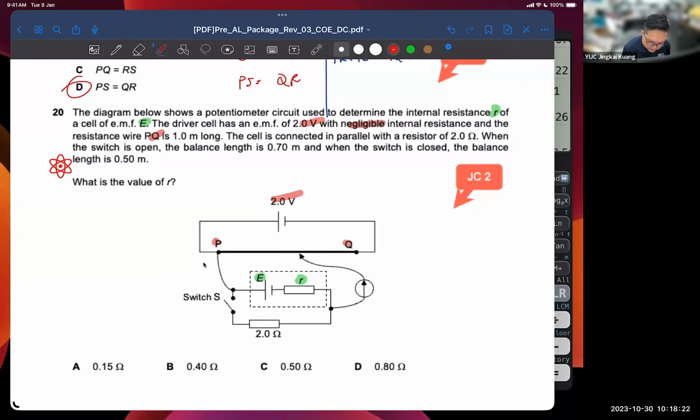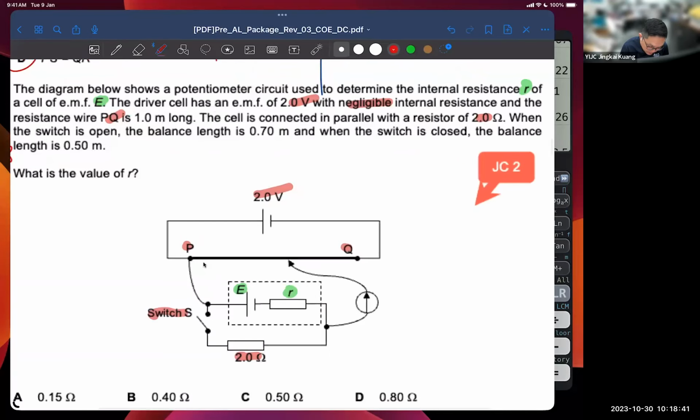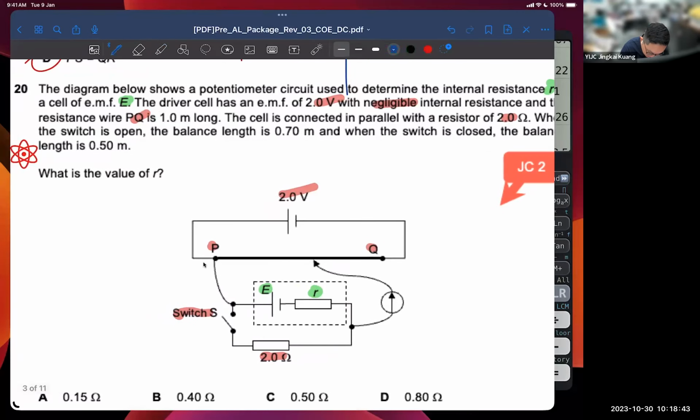Then this cell is connected in parallel with a resistor of 2 ohms. So 2 ohms is here. Then switch S is over here, right? Switch S open, balance length 0.70 meters. So when you open the circuit like this, you are just comparing this portion. You are not considering this.